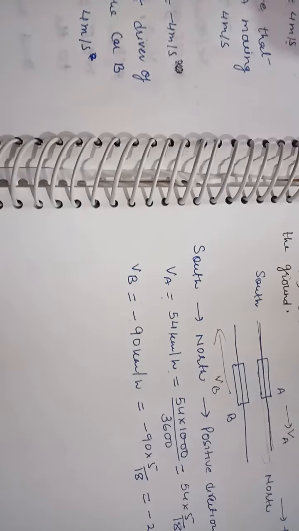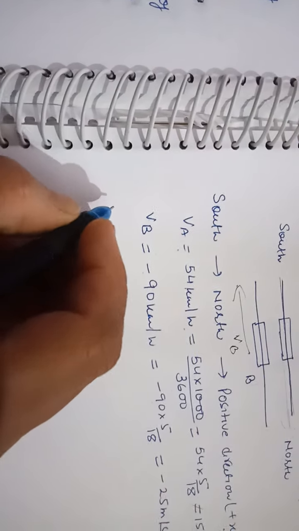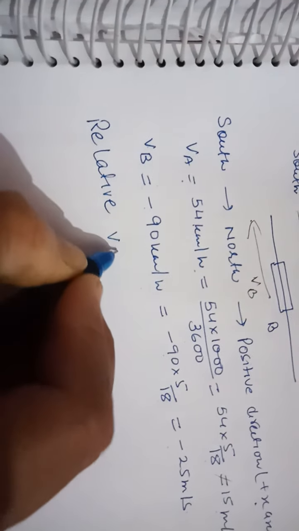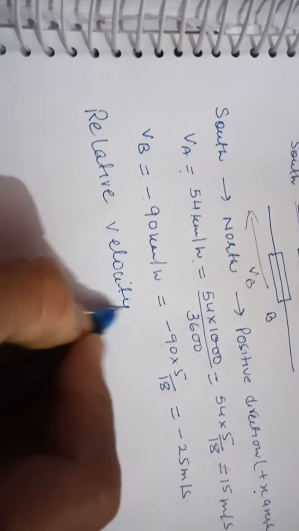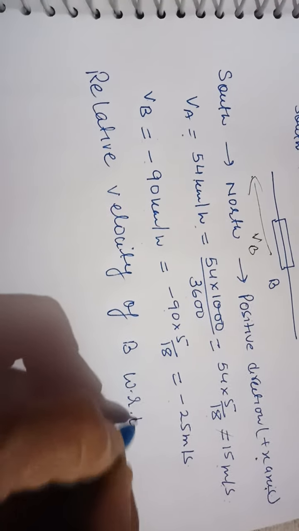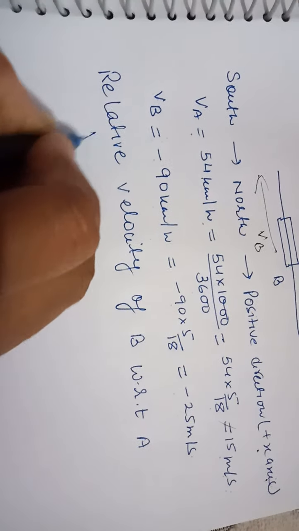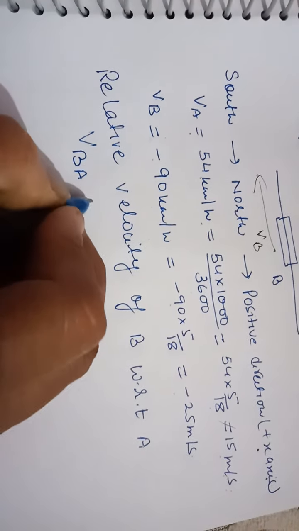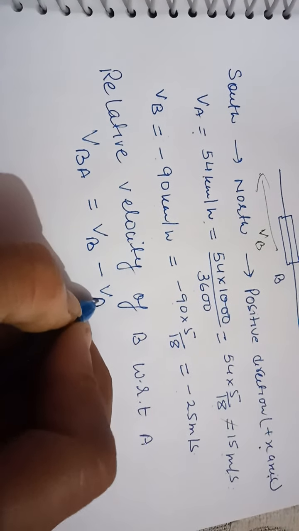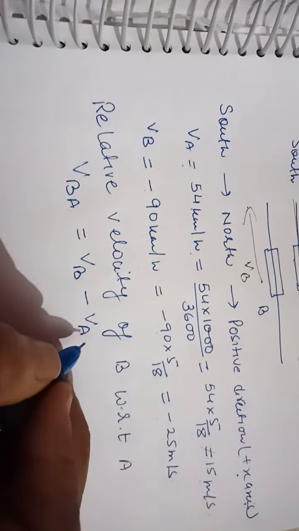Now calculate the relative velocity of B with respect to A, because your first question is the relative velocity of B with respect to A. What will you write? VBA, and this will be VB minus VA. Okay, this will be VB minus VA.